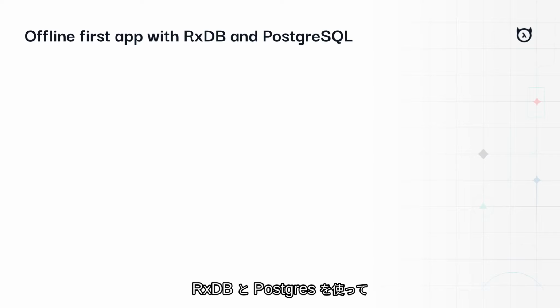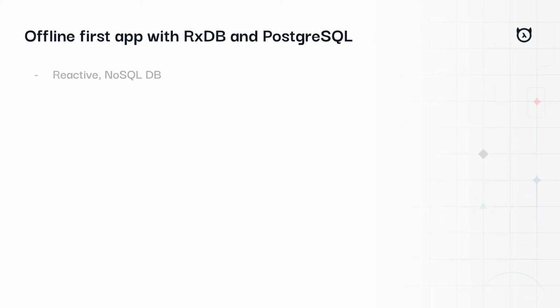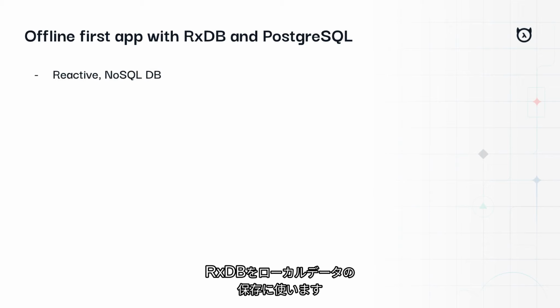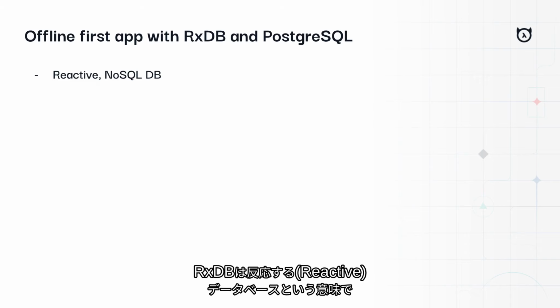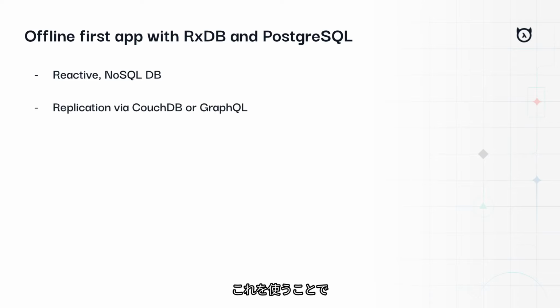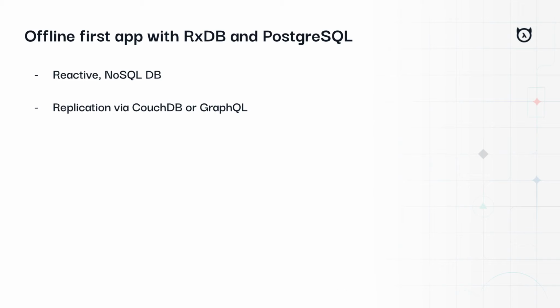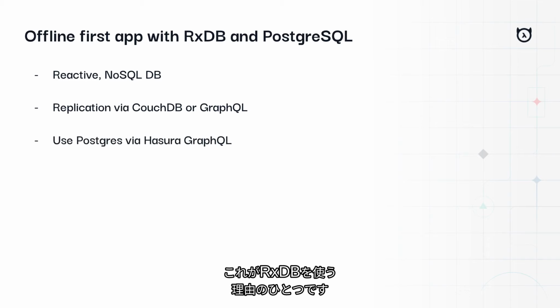So today, I'm going to talk about building an offline first app with RxDB and Postgres. We're going to make use of RxDB for local storage of data, and RxDB stands for reactive database, and it's a NoSQL data store on the client, and it gives you a replication layer with CouchDB or GraphQL. That's one of the reasons why we're using RxDB here, because of the GraphQL replication layer, and because of that, we'll be able to use databases like Postgres via Hasura GraphQL.